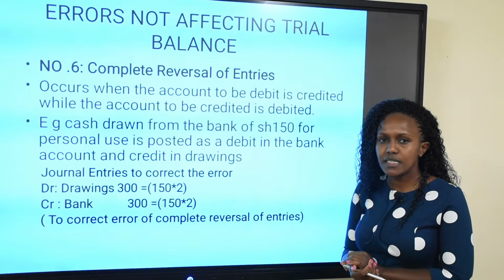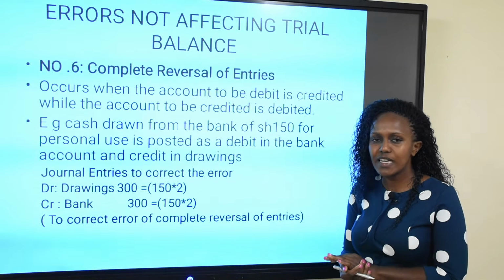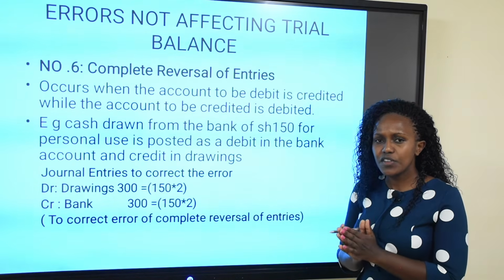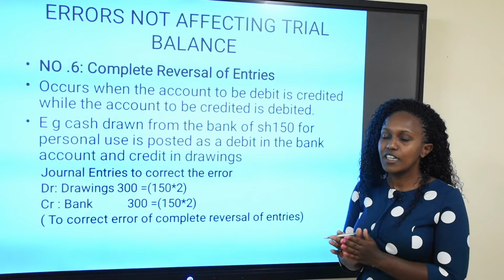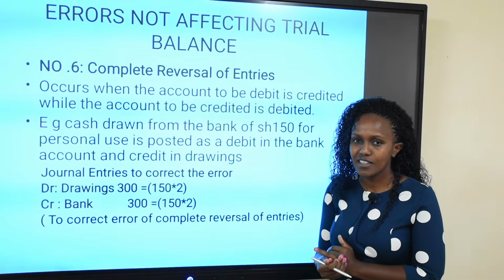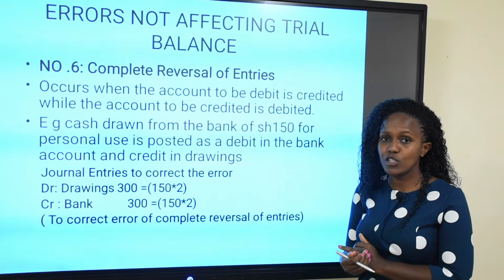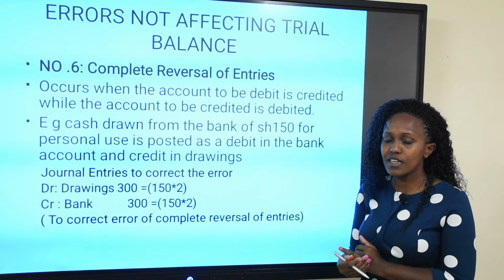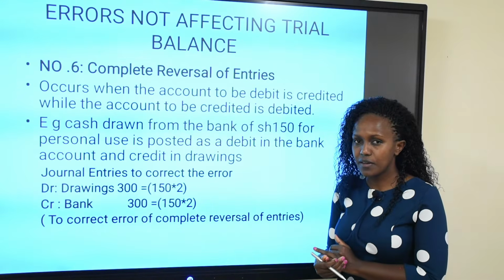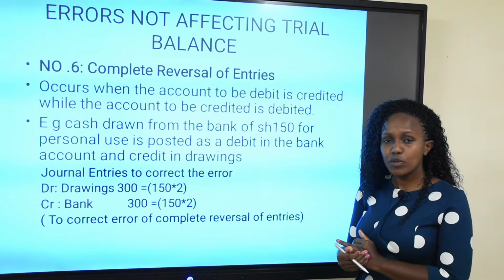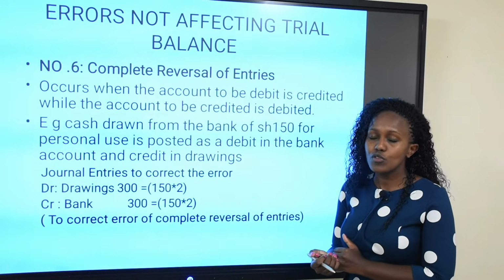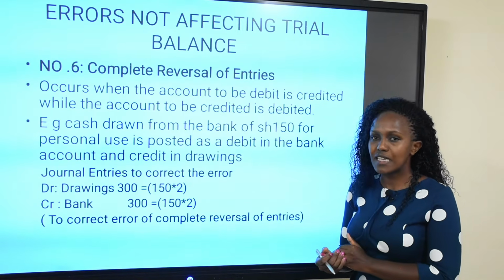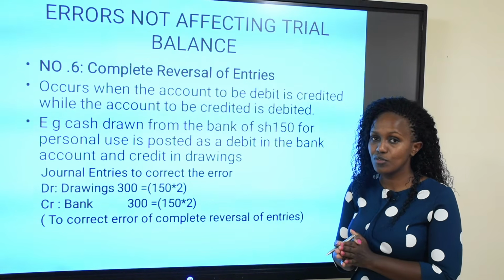When a proprietor takes some money for personal use, we say he has withdrawn or there is a drawing. The appropriate thing to do is to debit the drawings, because a drawing is a reduction of capital. It reduces the capital that you had invested. So the first thing to do is to debit the drawings, because capital has been reduced. The second thing to do is to reduce the amount of money in the bank. Therefore, we are supposed to credit the bank. That is the right thing to do.